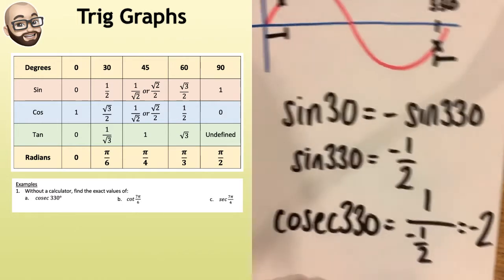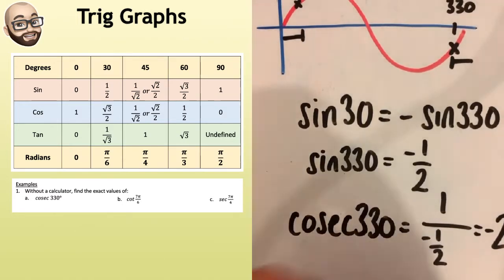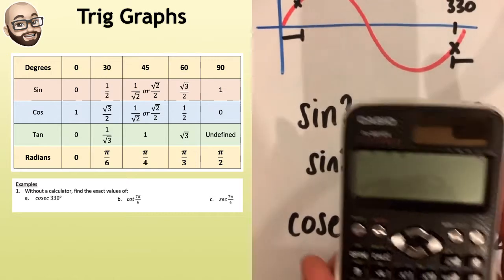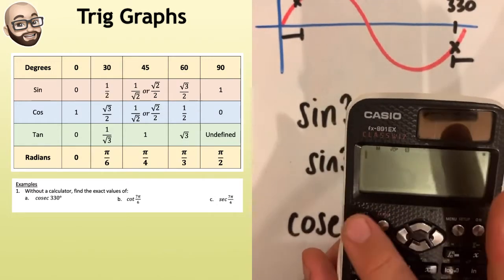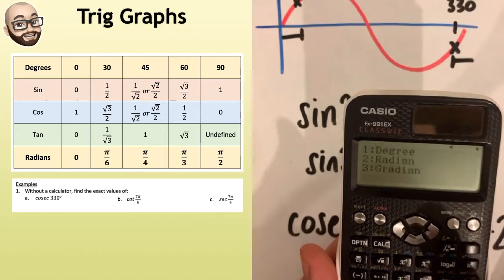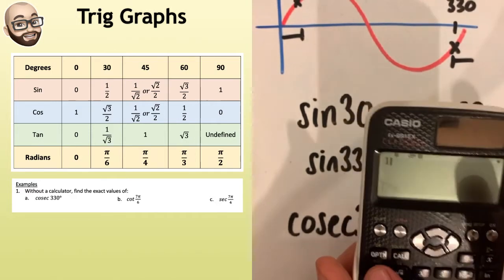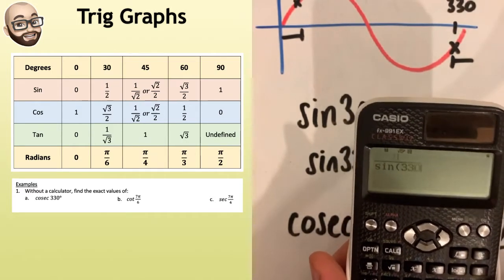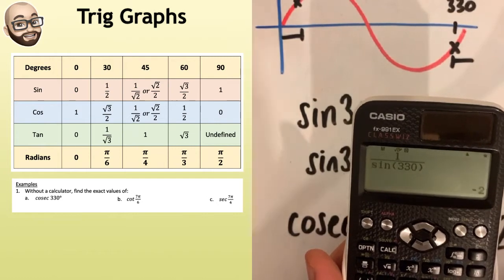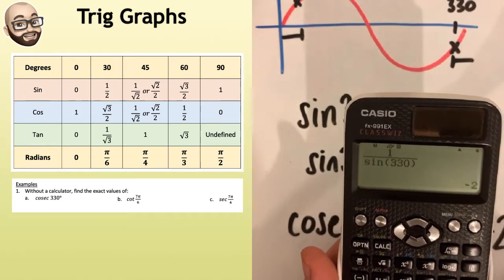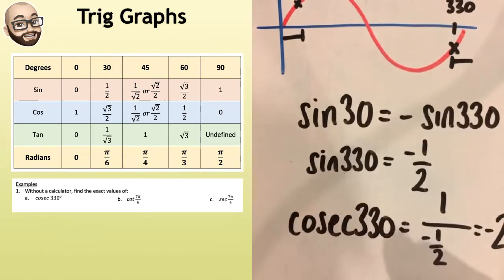And even though the question does say do not use a calculator, there's no reason why we can't check it on a calculator to see if we've actually got it right. Let me get myself into degrees first. So we want 1 over sine of 330, and we get minus 2. So even though it says don't use a calculator, there's no reason why we can't check with a calculator.